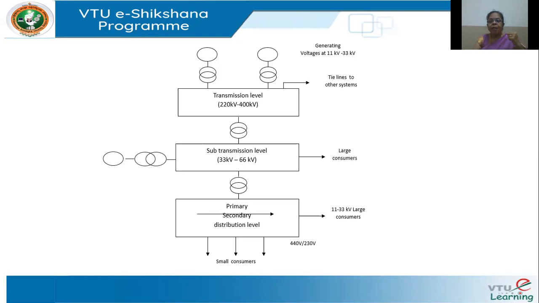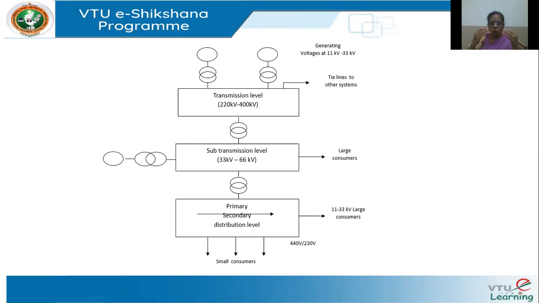So normally in conventional generators, the generating voltage levels are between 11 kV to 33 kV. And this generated voltage is stepped up to around 220 kV to 400 kV or even more. We saw you can go up to 1100 kV. This is only illustrative, right?